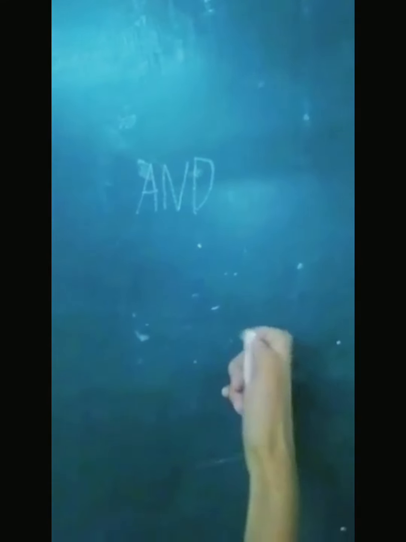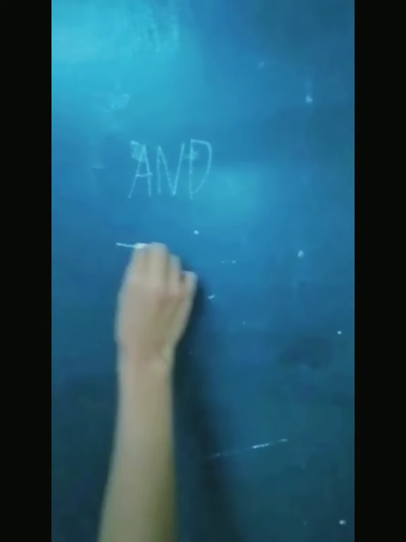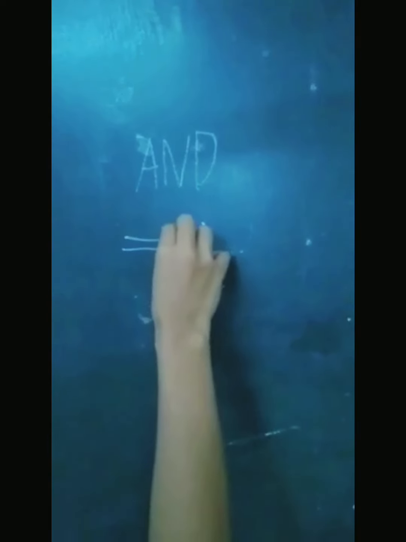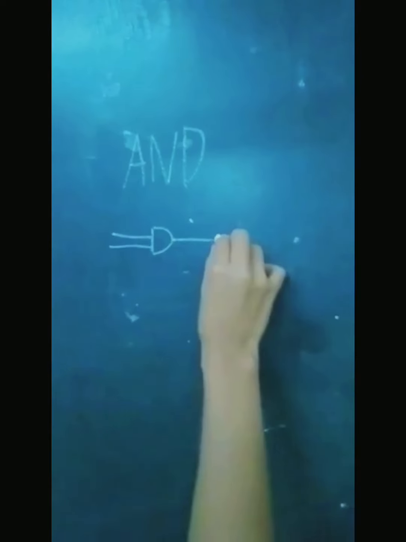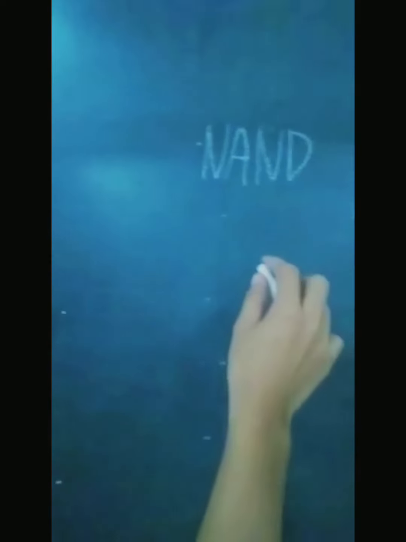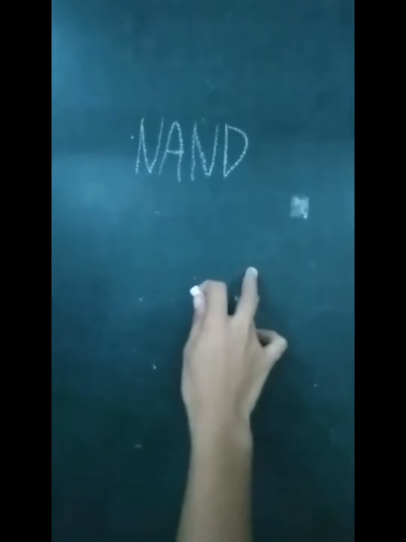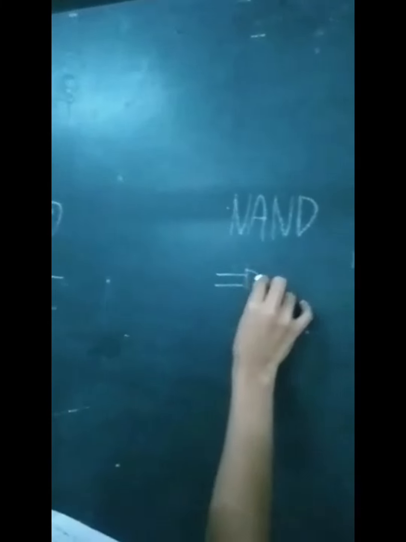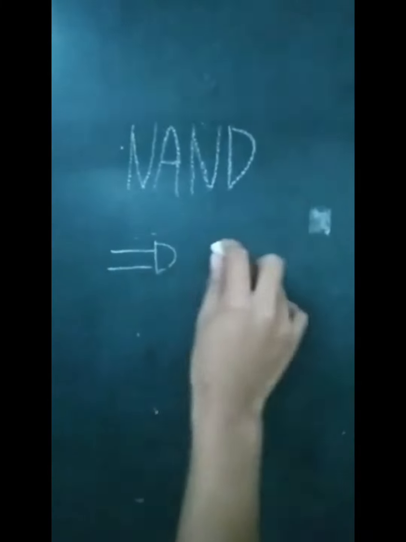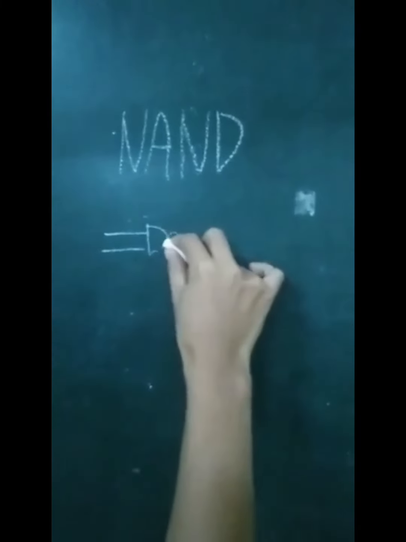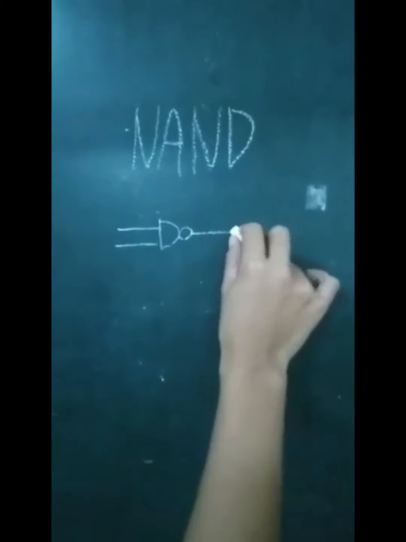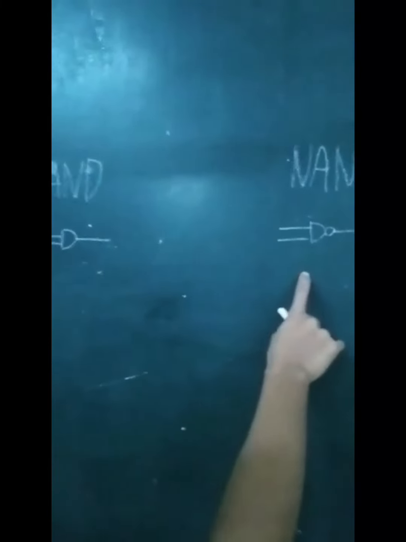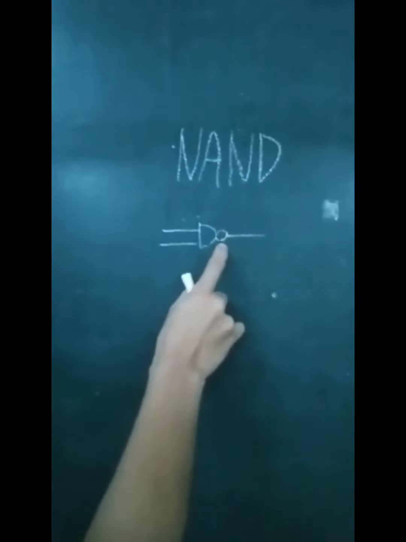So here is the symbol of the AND gate. The AND gate symbol looks like this, and for the NAND gate we're gonna have a circle there. So, yung difference lang naman ng symbol ng AND gate tas NAND gate is yung circle, may circle dito sa NAND gate.